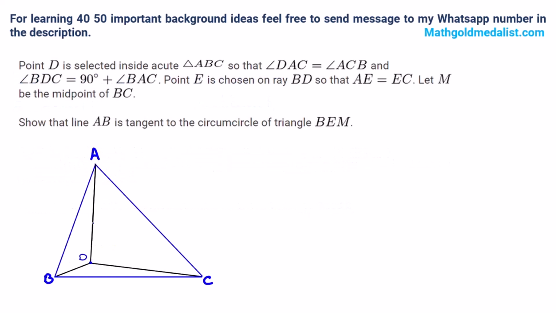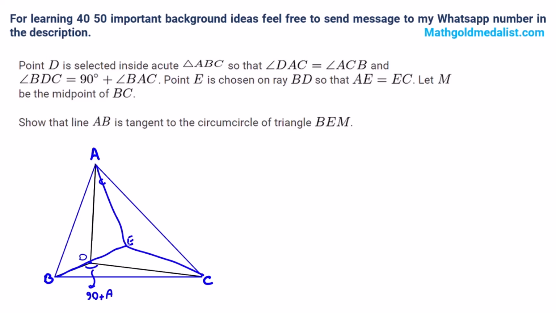So it says angle DAC is equal to angle ACB, or we can call it C. And angle BDC is 90 plus angle BAC, or 90 plus A. Okay, so this angle is 90 plus A. Then it says point E is chosen on ray BD so that AE is equal to EC.